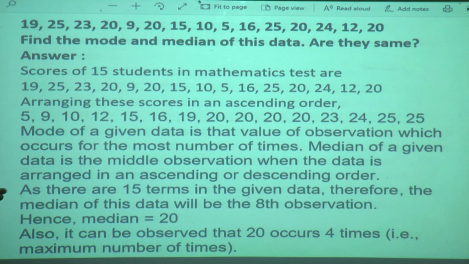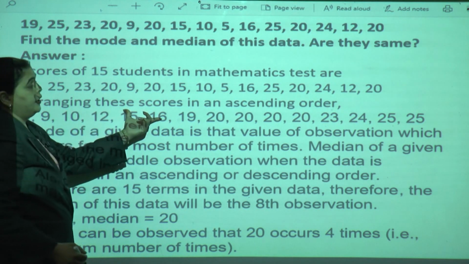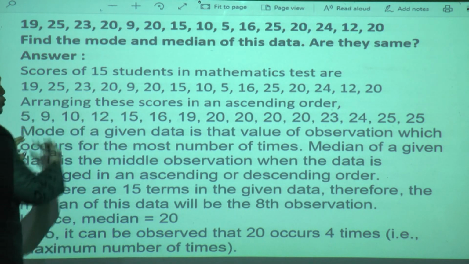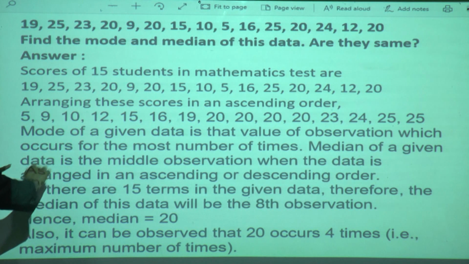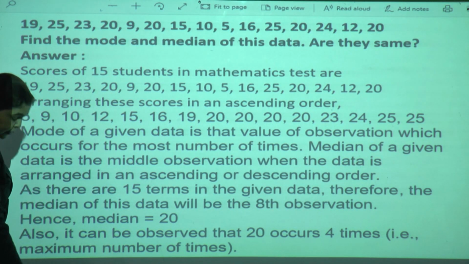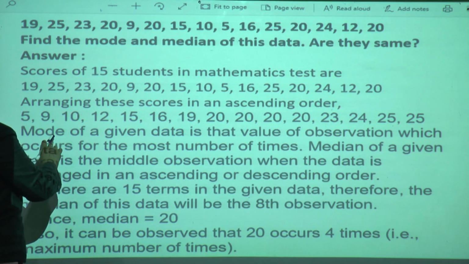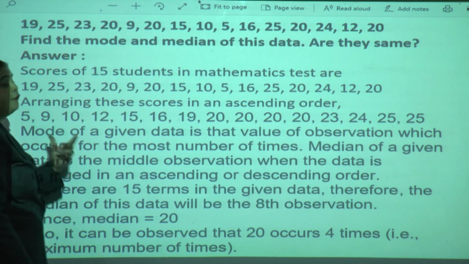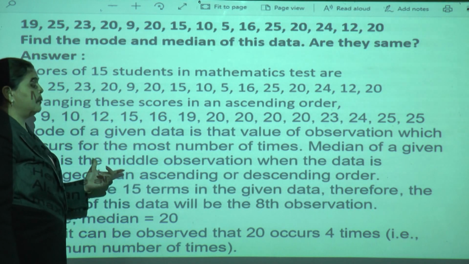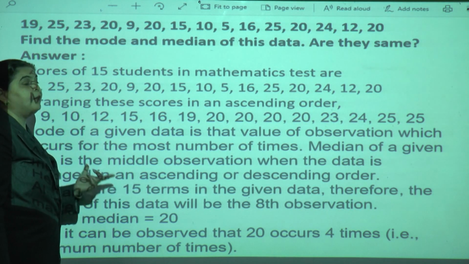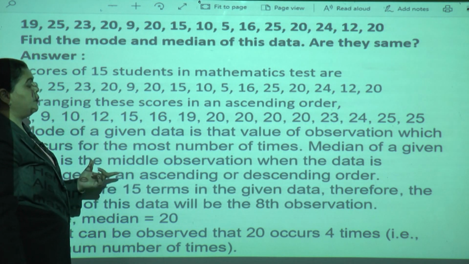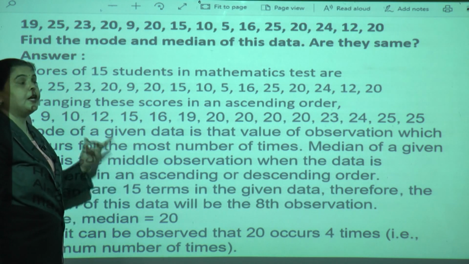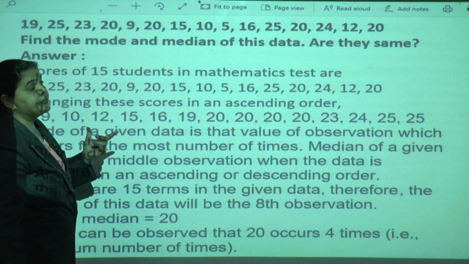Here we had arranged the data in ascending order, lowest to highest. We are having values for how many students? We are having 15 students. Score marks of the mathematics test are given to us. So first we will find out the mode. Mode is nothing but a frequency. The word frequency means repetitions of the same number; the number that is repeated the maximum number of times is known as the mode.